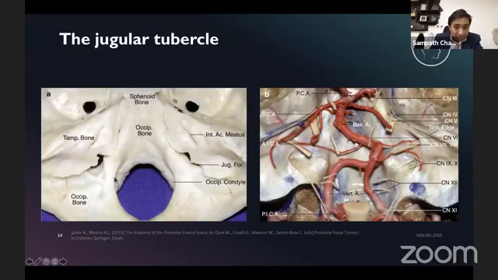Jugular tubercle is here. Now this is with the cranial nerves. Okay, so we are looking at a posterior superior view of the skull base with the brain removed, obviously. We have the vertebral arteries joining to form the basilar artery. Okay, so this is the sigmoid sinus jugular bulb area. And then we have the jugular tubercle, which is here.